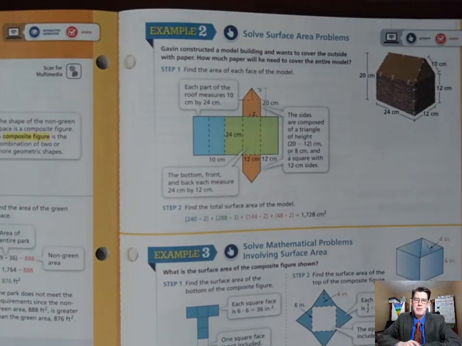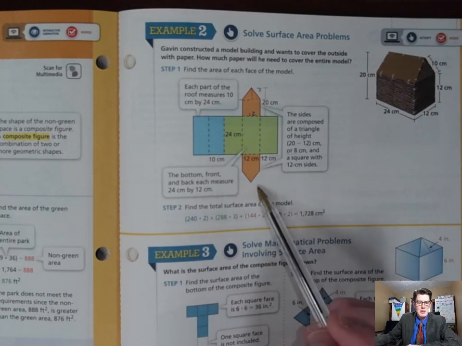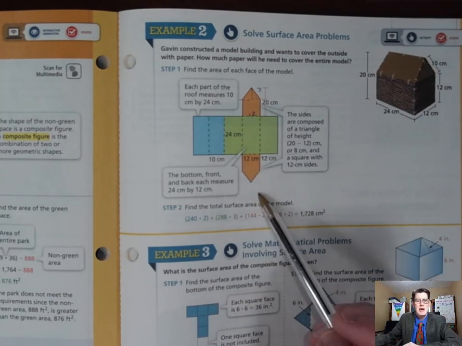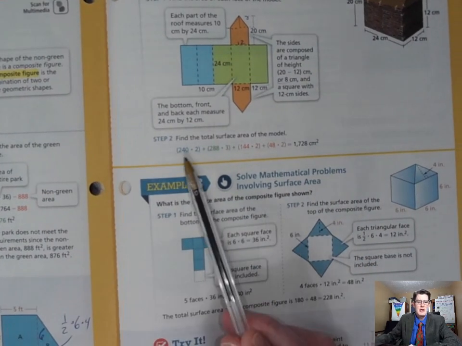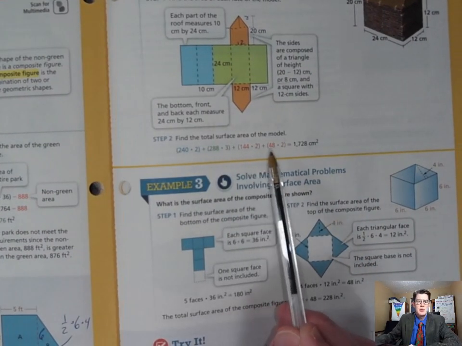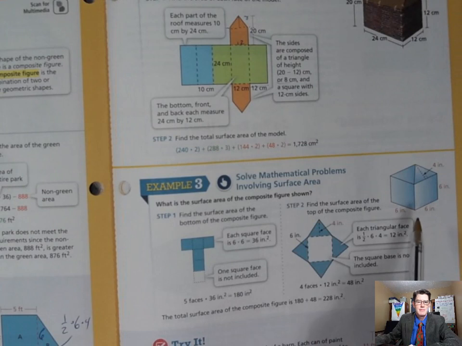Trying to map these out and get these shapes into shapes that you can find the area of is probably the hardest part of these problems. And then you can see down here, they've added up the area of all those different shapes.